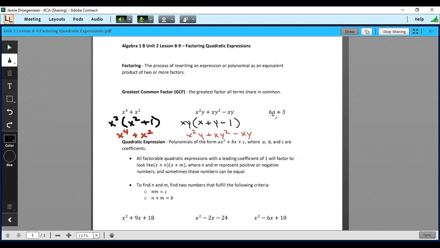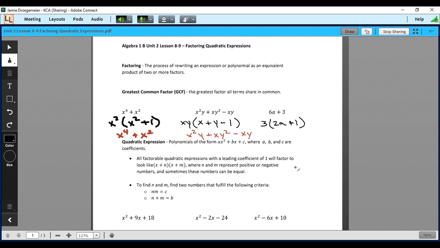And then this last one, 6a plus 3, what's the greatest common factor? Well, 6 and 3 are both divisible by 3. That's going to be the greatest common factor for those. I just have the variable a in the first term, so that 3 is going to be my only common factor. 3 times 2a would give me 6a, and 3 times positive 1 would give me positive 3. So the factored form would be 3 times (2a plus 1). And again, I could check that as well.